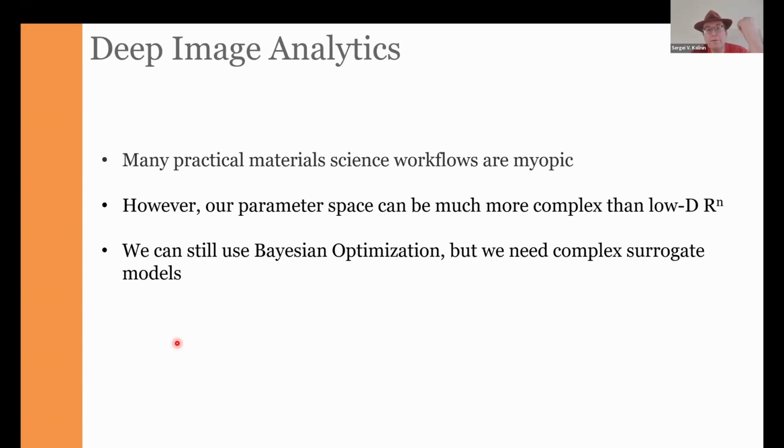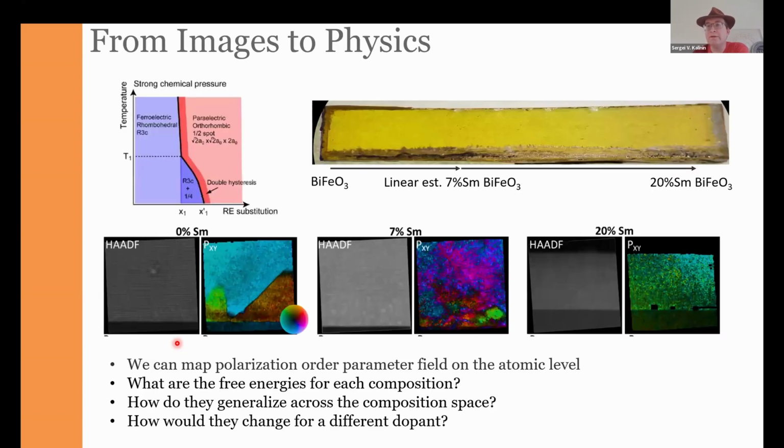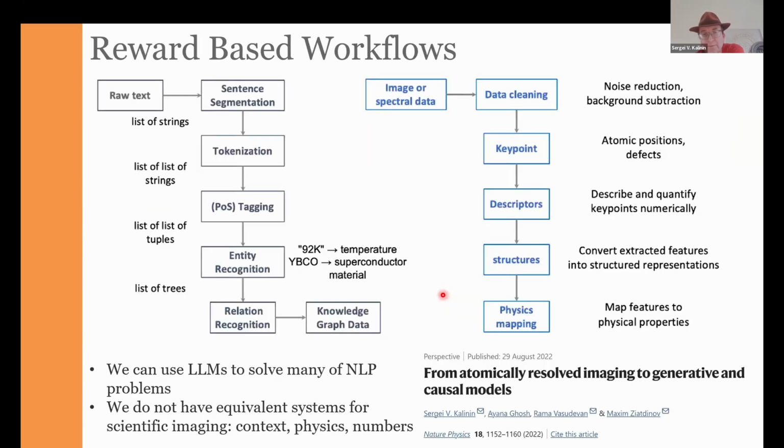So the problem is that the parameter spaces in which we configure experiments can be much more complex. And the way that we convert the observables into the reward functions can also be much more complex than just choosing one parameter. So imagine I want to explore the same combinatorial library, but use electron microscopy measurements of the domain structure rather than something else. So how do I learn physics from these images?